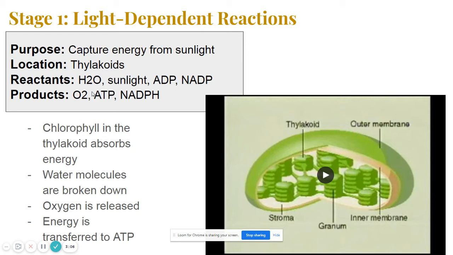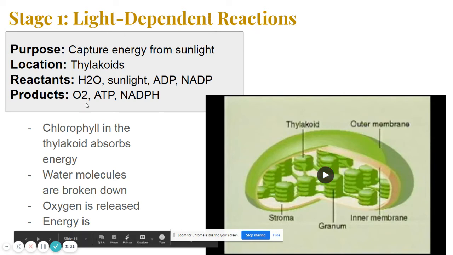So the last reactant for stage one is going to be water, which of course is something that all plants need to stay alive. By the end of the stage one light-dependent reactions, oxygen is going to be released into the atmosphere. Oxygen is going to be made as a byproduct and released.